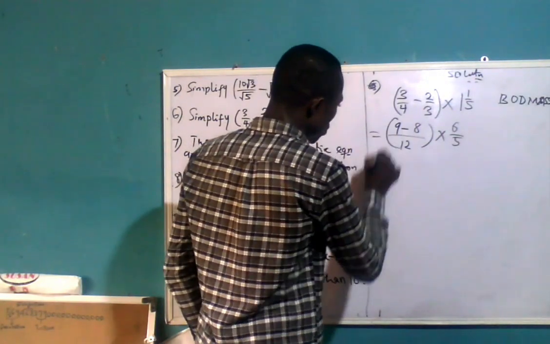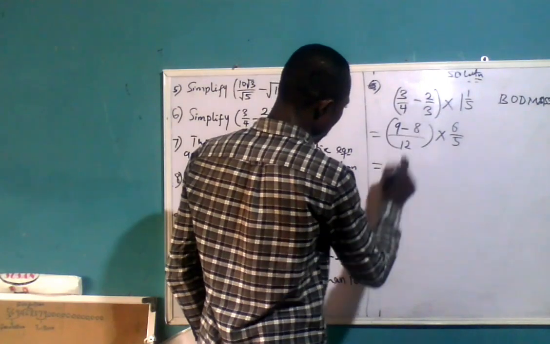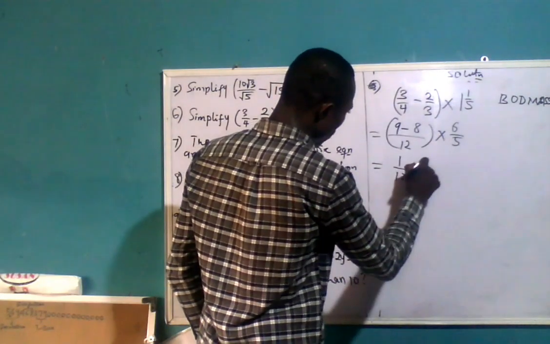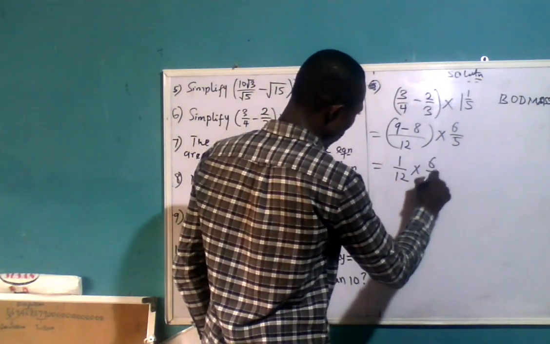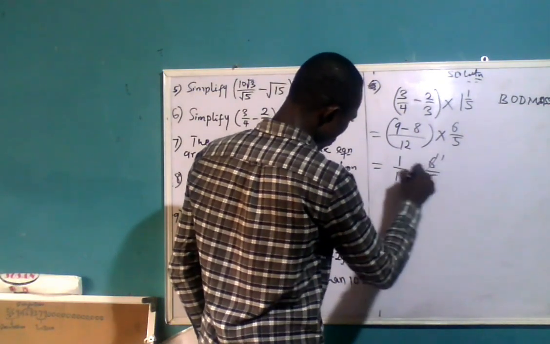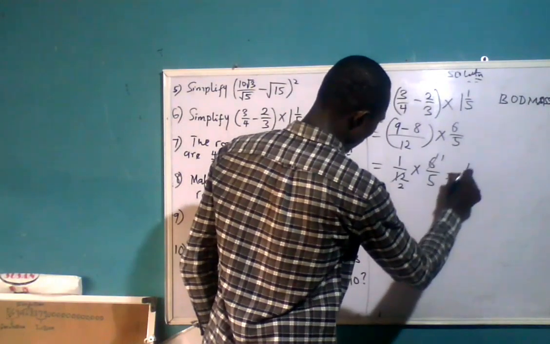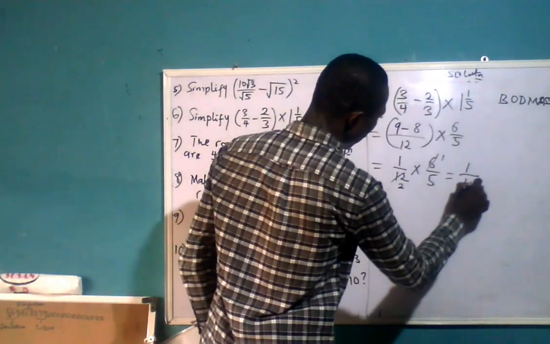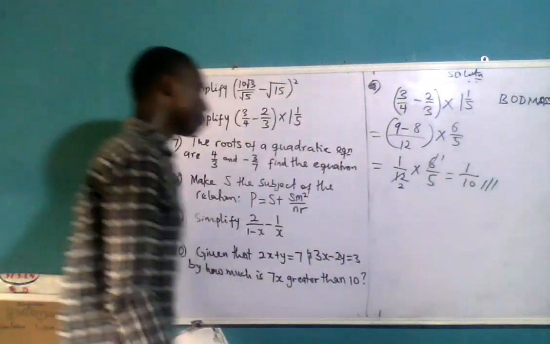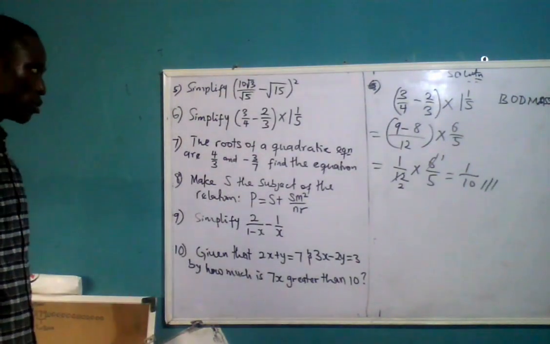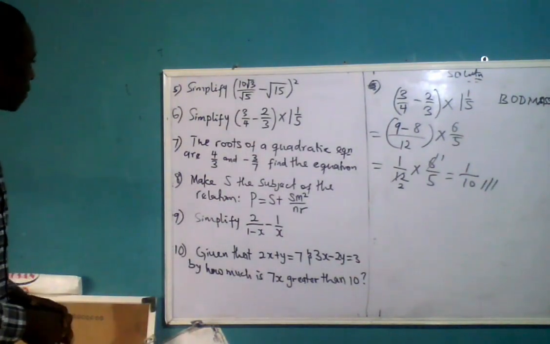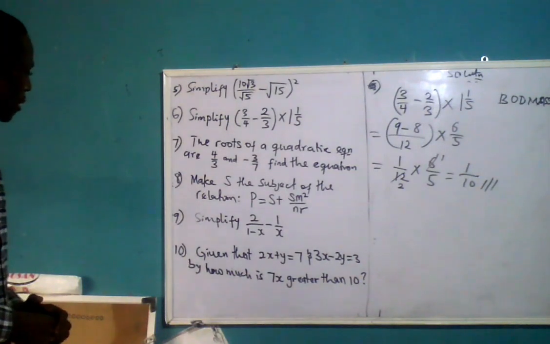And this will be equal to 9 minus 8, that will be 1. You have 1 all over 12, multiplied by 6 all over 5. 6 here 1, 6 here 2. Therefore, this will be equal to 1 times 1, that would be 1. 2 times 5, that is what? 10. So that's the final answer. This is actually a bonus mark 2. The homework. Let's look at question number 7.